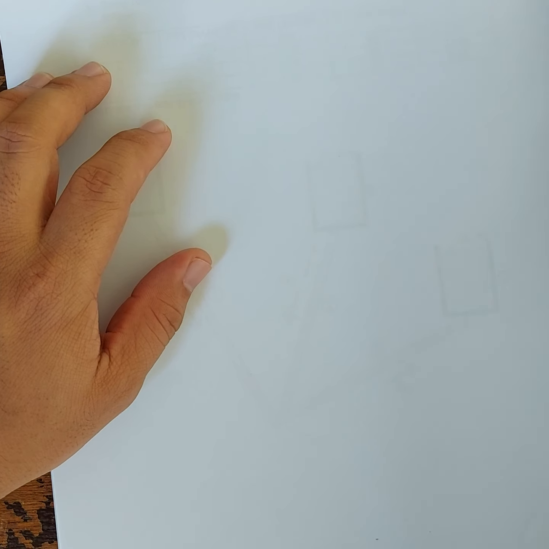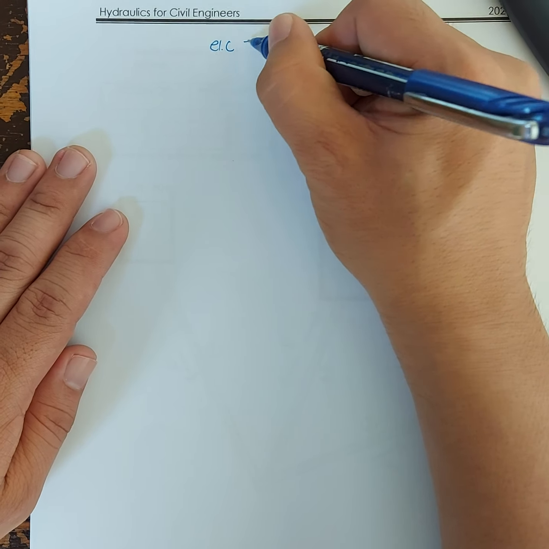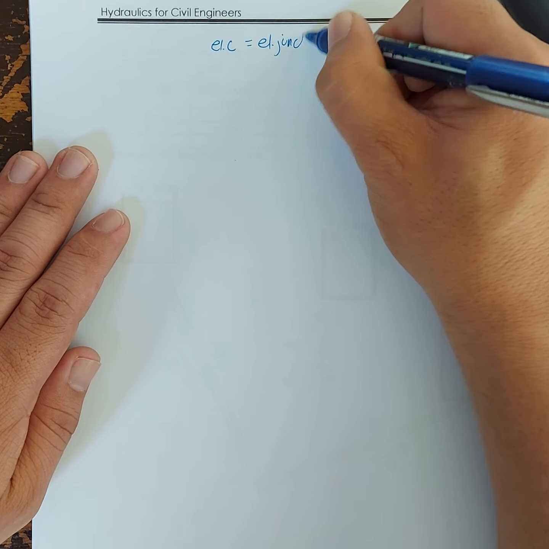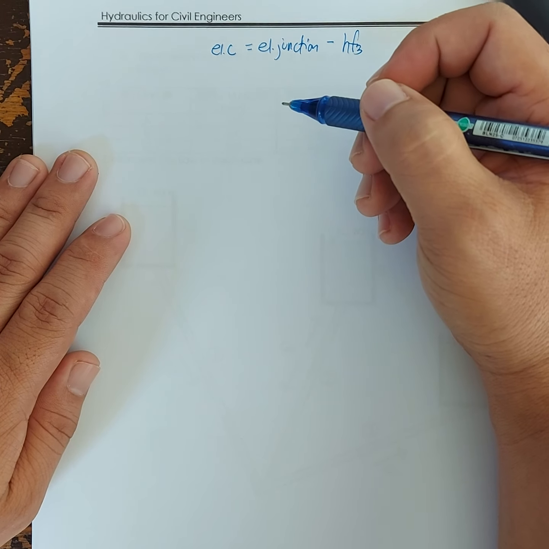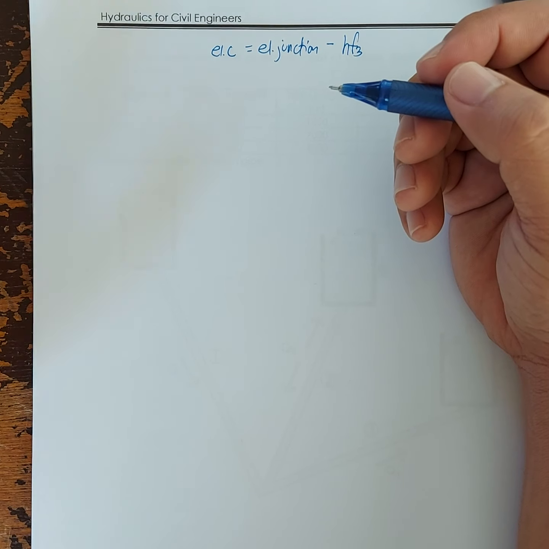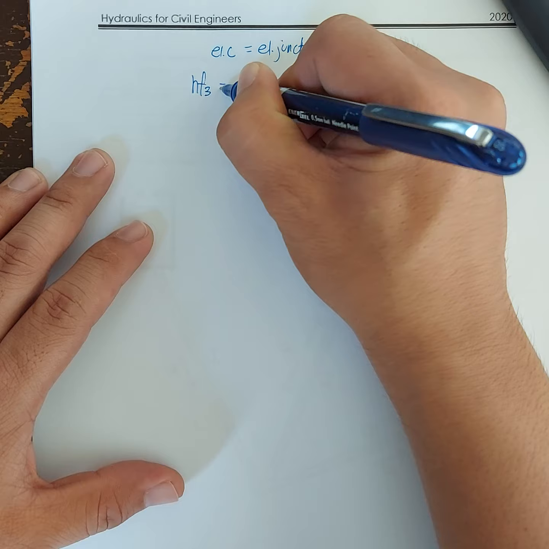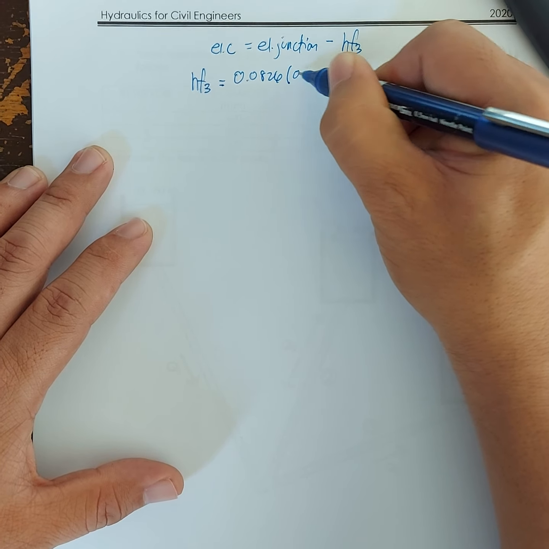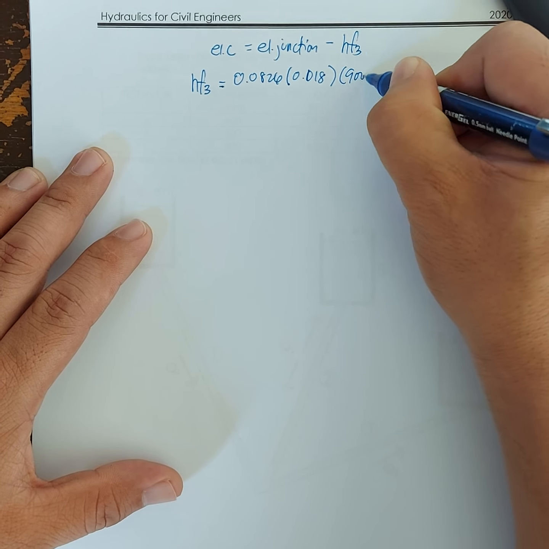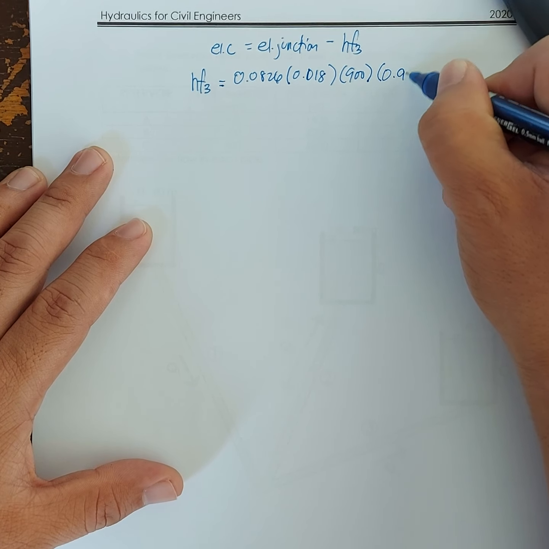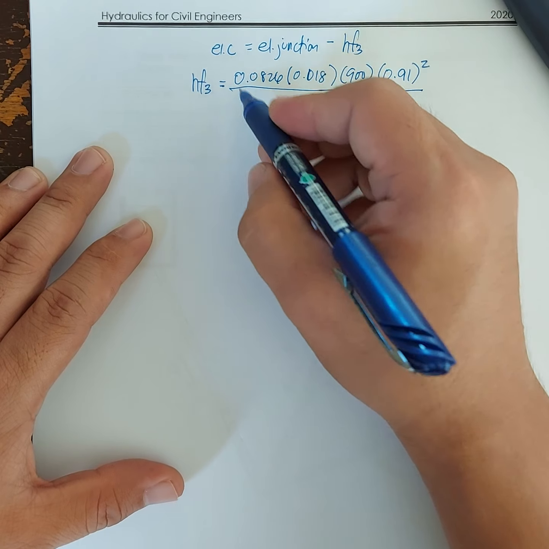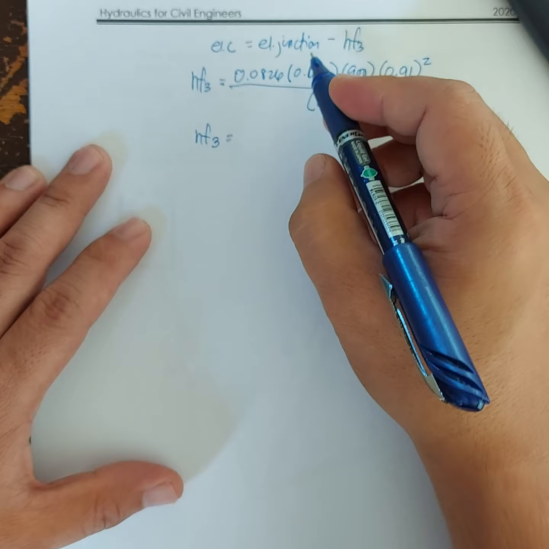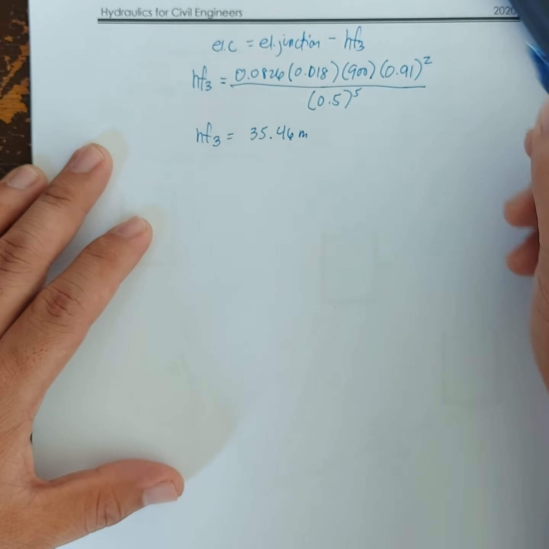So again, going back to our equation, we're done with Q3. We are now to solve for the elevation of Reservoir C, which is equal to the elevation of the junction minus HF3. So what we need now is the value of HF3, which can be solved if we already know the value of Q3. So HF3 is equal to 0.0826 times F, 0.018, times 900, the length of pipe 3, then we have a discharge of 0.91 squared all over 0.5 raised to 5. So we have HF3 equivalent to 35.46 meters. So that's HF3.